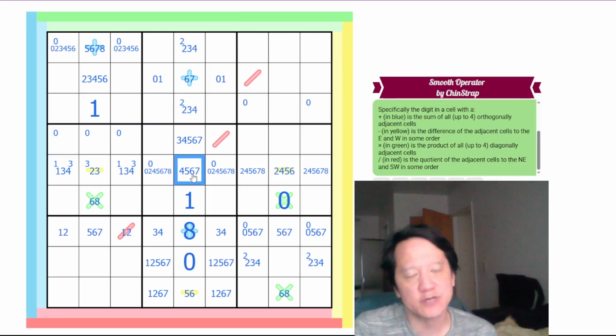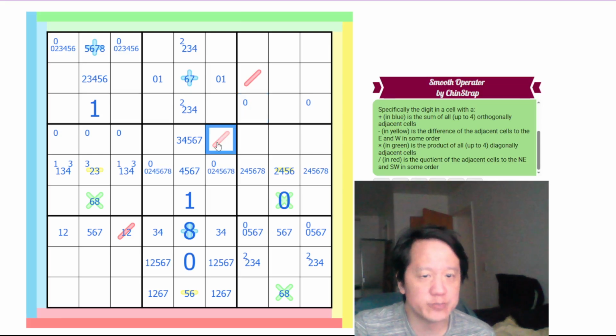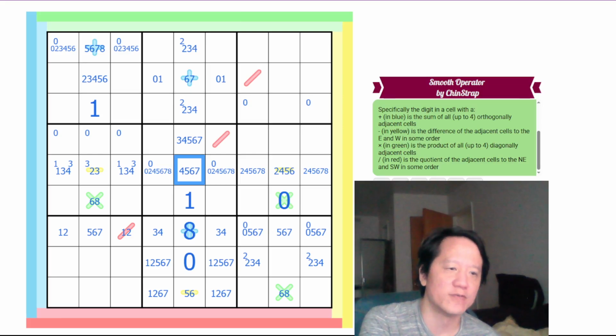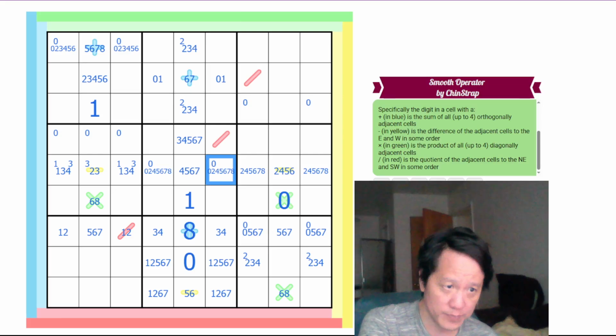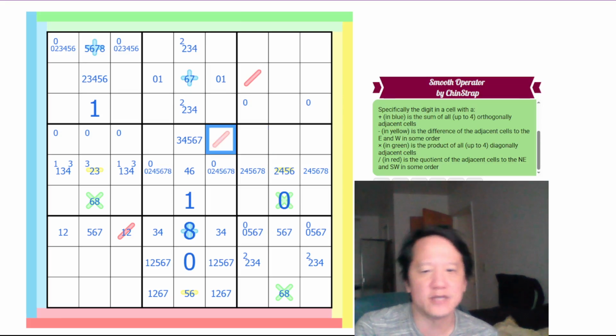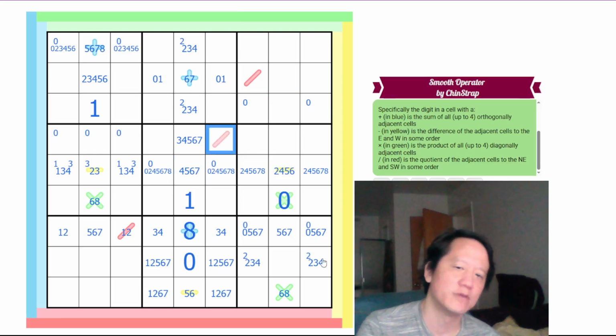We cannot have 7 here, because 7 can only be divided by 1, which would require the quotient to be 7, and then we'd have a repeat in this row. And the same with 5, right? 5 can only be divided by 1, which would leave a 5 there. We'd have a repeat. So this cannot be 5 or 7. Oh wait, it could be 7 and 7, and then that's 1. Okay, right. So then this could be 1.